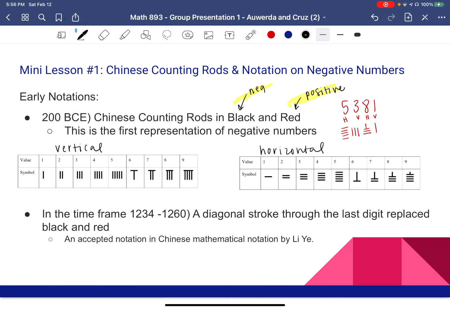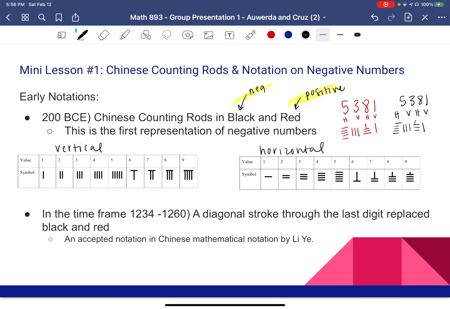Now, if I were to say that 5,381 was negative, I would use the color black. The place values are still the same. So I would still use horizontal 5, vertical 3, horizontal 8, and vertical 1.